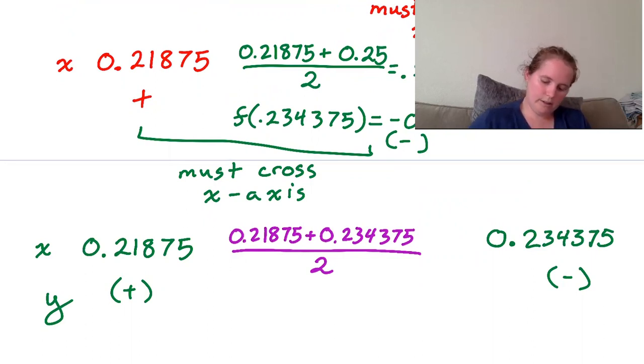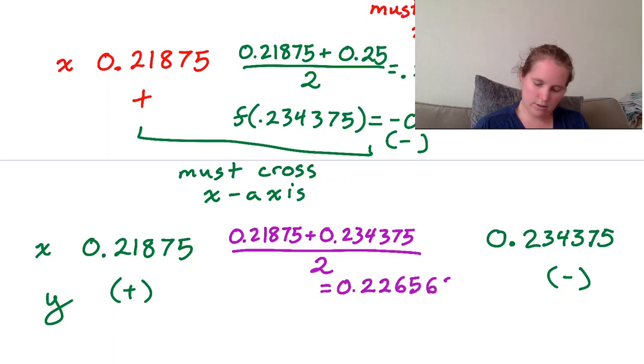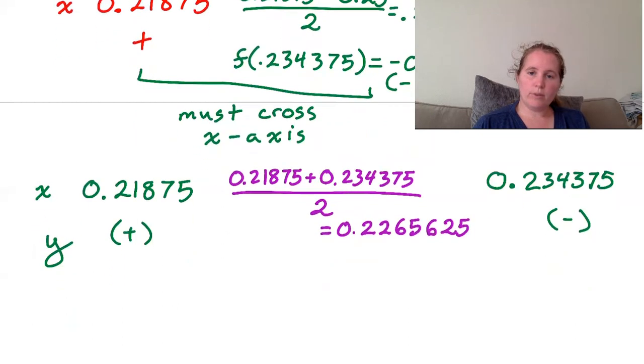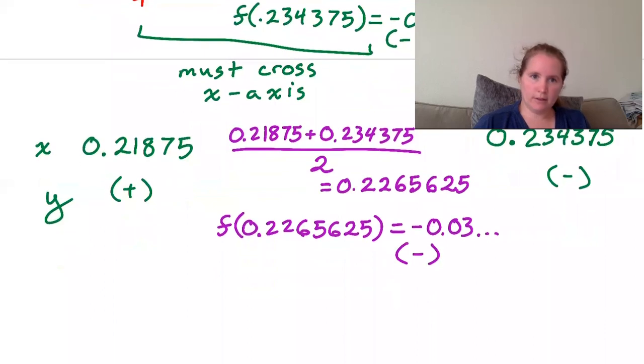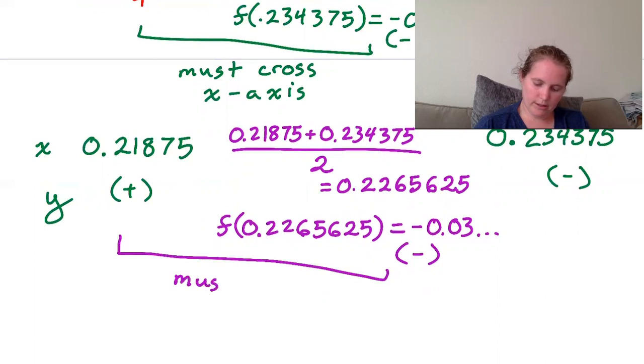And we are looking at 0.226565. If we plug that in to our function f, we wind up getting a negative 0.03 something. So we land on a negative. So once again, we are somewhere where we switched signs. So we must cross the x-axis here.